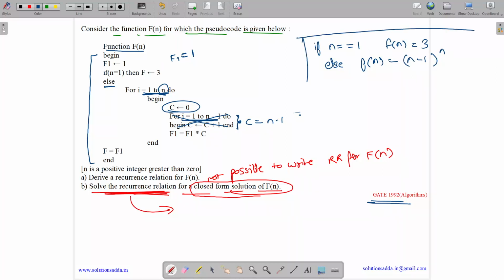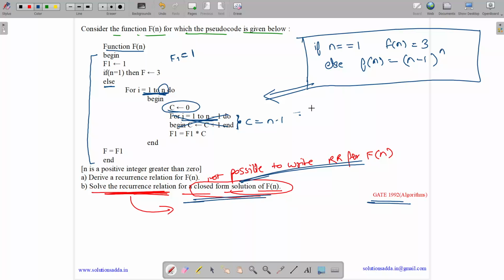So this is our closed form solution to what this code is computing. We can't write a recurrence, but we can get a solution for what fn is representing. So fn is representing a value 1, 3 for n equals 1, and else it is computing n minus 1 to the power n.